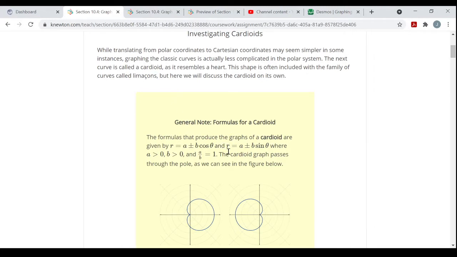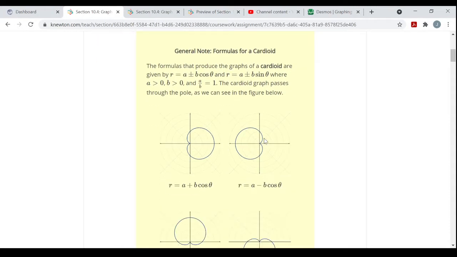Now specifically, if a and b have the same magnitude, meaning their ratio a divided by b is 1, then we get a special kind of limaçon called a cardioid, which will be kind of like a circle with one side pushed in. You see all these examples.